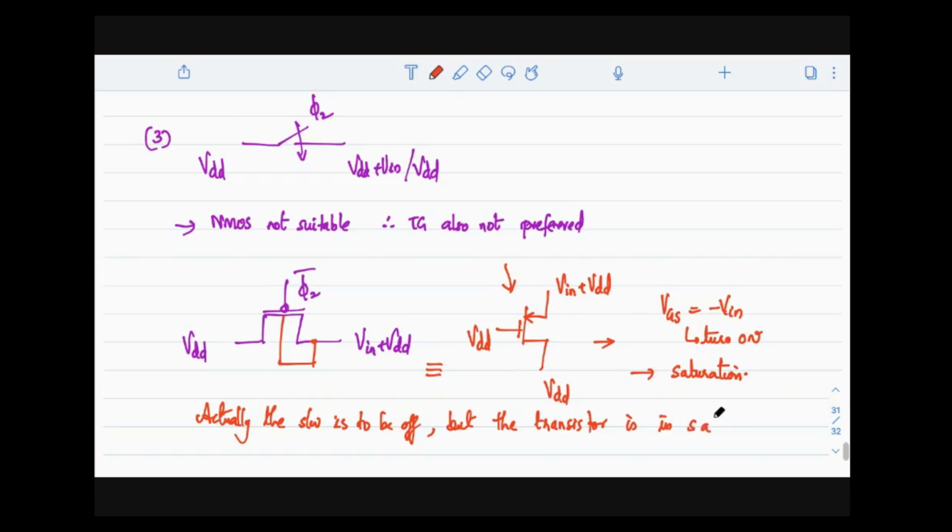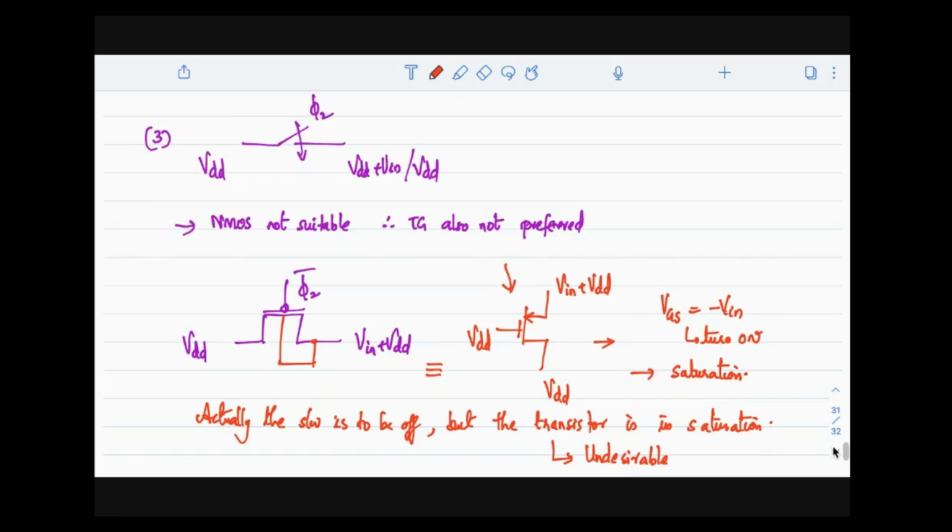Is in saturation. Now, what is the problem if the transistor is in saturation? If the transistor is in saturation, the switch should be off, but it is on and it is drawing some current. It is drawing current from the capacitor which is connected next to it, right? So this is something undesirable. We want the switch to be off, but the switch is on. Moreover, the switch is in saturation, carrying a significant amount of current, which is an undesirable scenario.